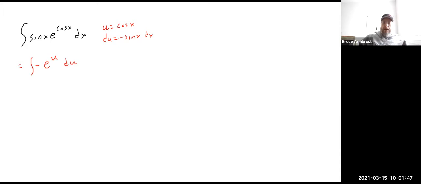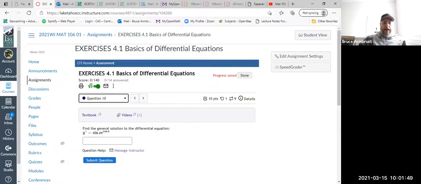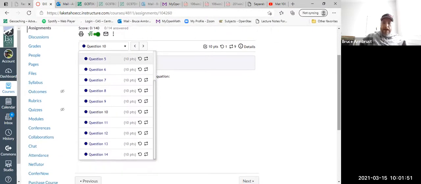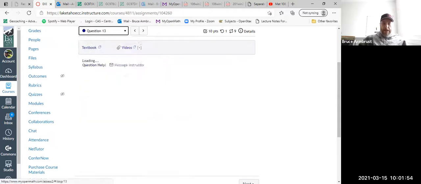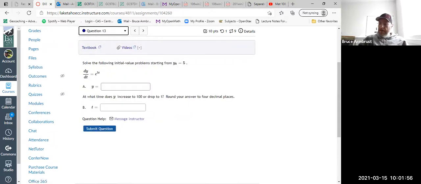All right, so let's go back and look at 13, because I think 13 can cover our 11 or 12 or 13. So this one says solve the following initial value problems starting from y naught equals 5. All right, so initial value problem. What changes when we have an initial value problem?